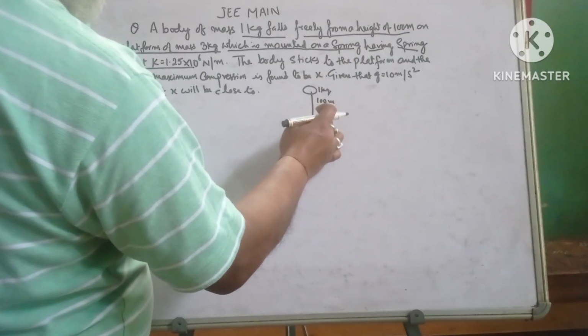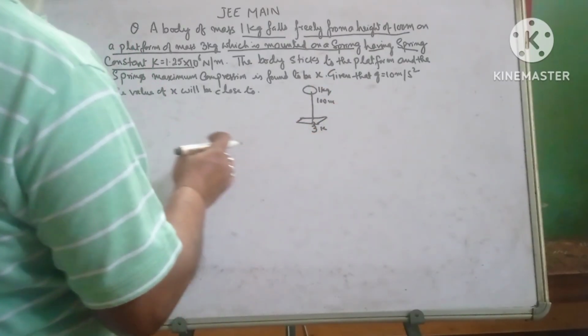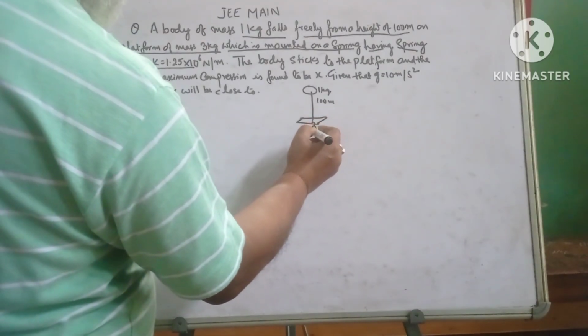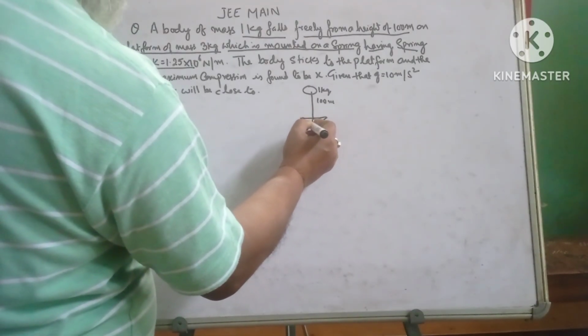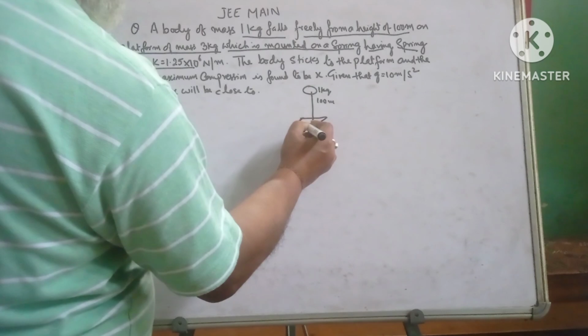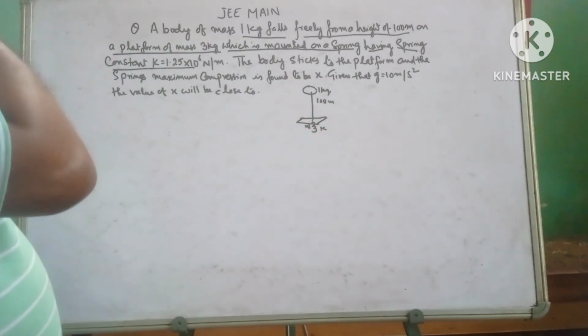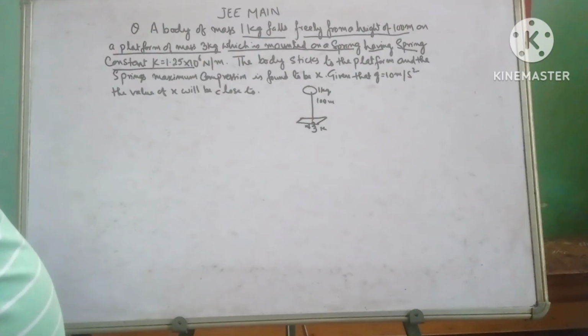When it falls here, it sticks to the platform, and the spring's maximum compression is found to be, here this is the spring, and the maximum compression has been found to be x. So we have to find the value of x. So here you see how I'm going to solve it.